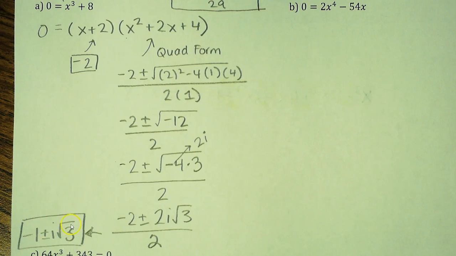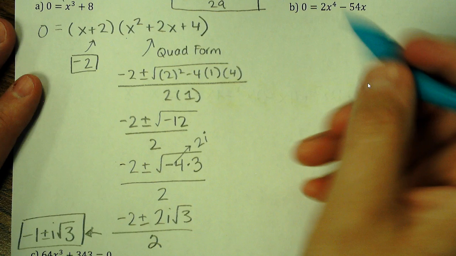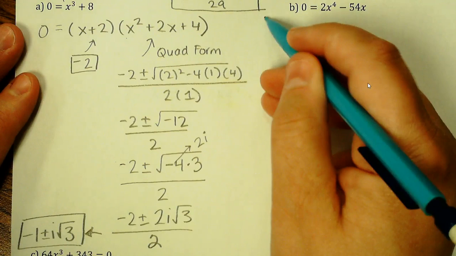If you did actually plug these numbers in for x, when you simplified it, it would equal 0. So you could plug in negative 2, that would make it 0, and then either one of these imaginary numbers, if you want to plug that in to check, it will make it equal to 0. Okay, let me do one that's a difference right to the side.